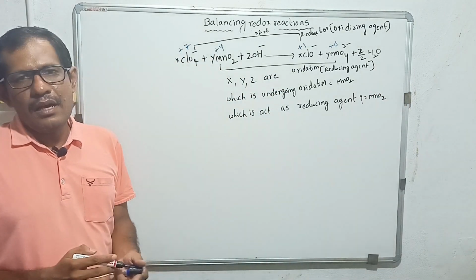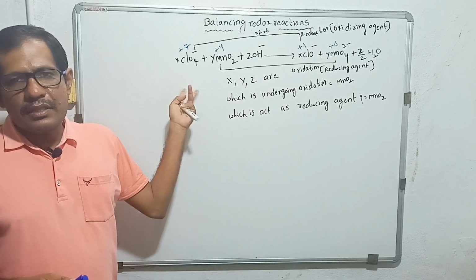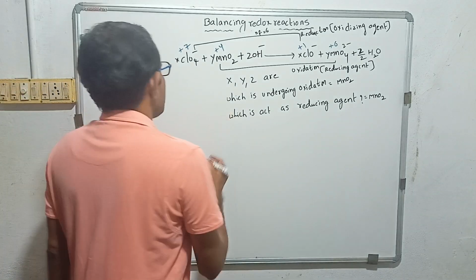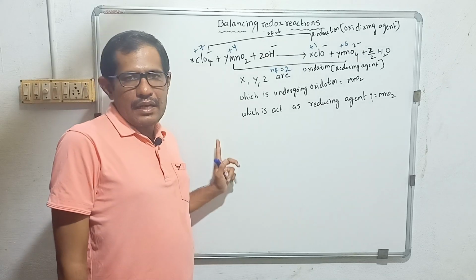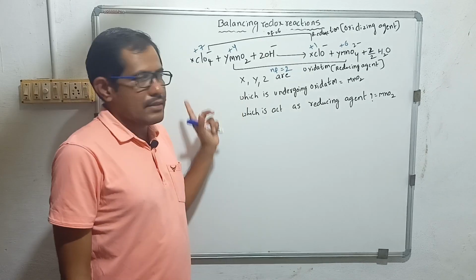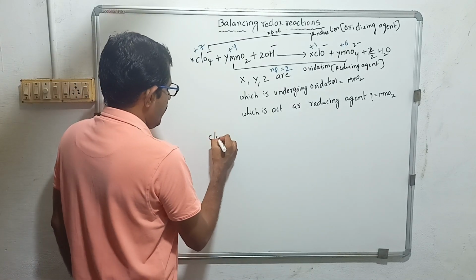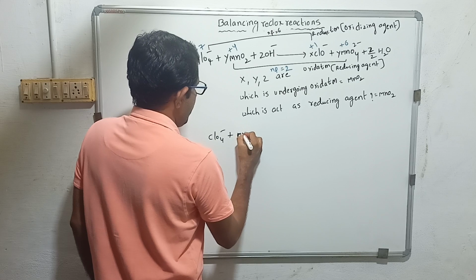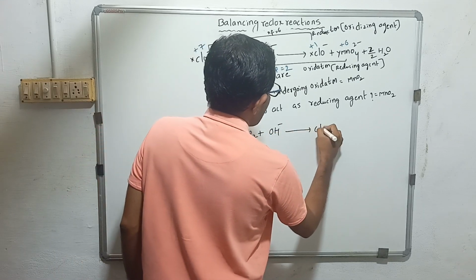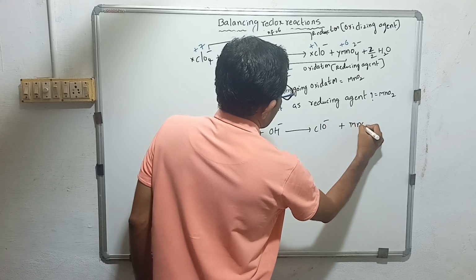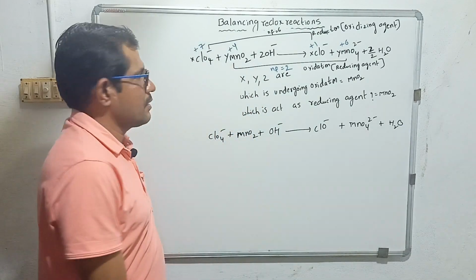Now we need to calculate the stoichiometric coefficients. You know the n factor; you need to assign the n factors oppositely as the stoichiometric coefficients. So I will write the reaction over here: ClO4 minus plus MnO2 plus OH minus gives rise to ClO minus plus MnO4 2 minus plus H2O.